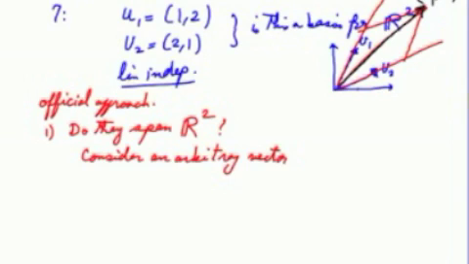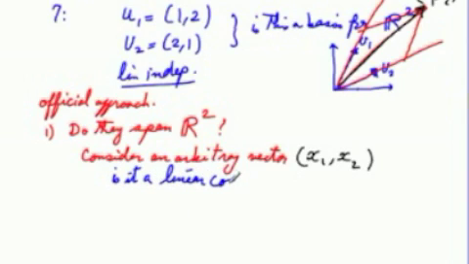Let's call it x1, x2. Consider an arbitrary vector x1, x2. The book is also calling it x1, x2. Consider an arbitrary vector x1, x2. Is it a linear combination of U1, U2?